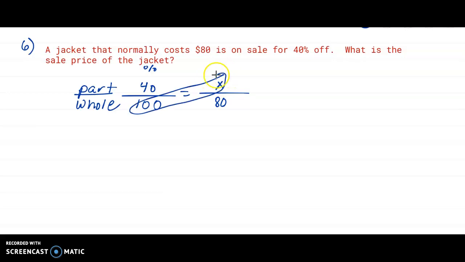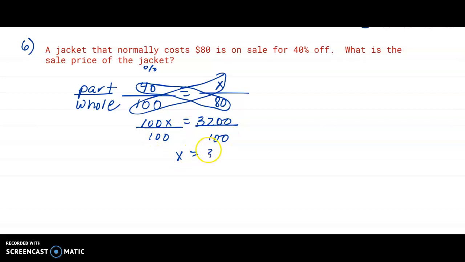Cross multiply. So 100 times x is 100x, and 40 times 80, well, 4 times 8 is 32, and then I'm going to add both of those zeros back on. I'm going to divide both sides by 100. x equals 32.